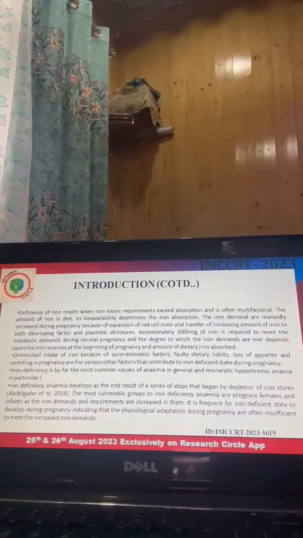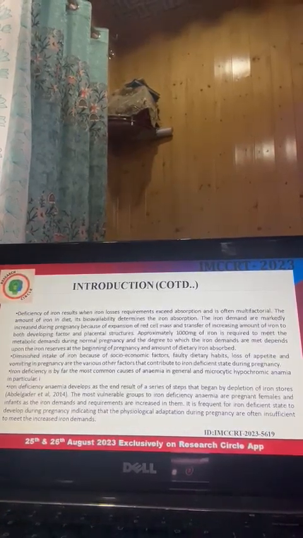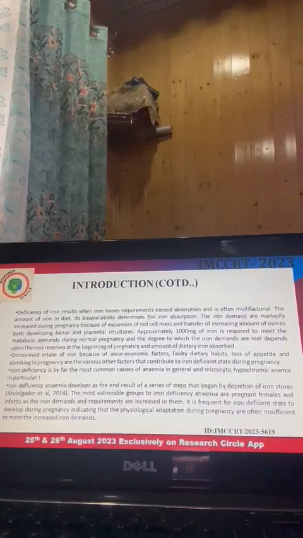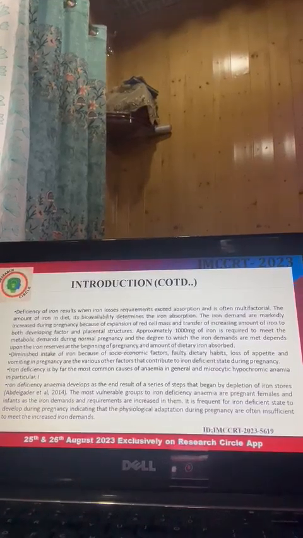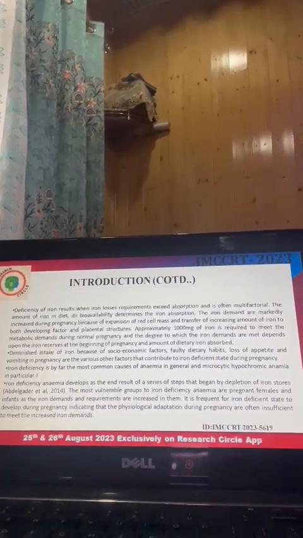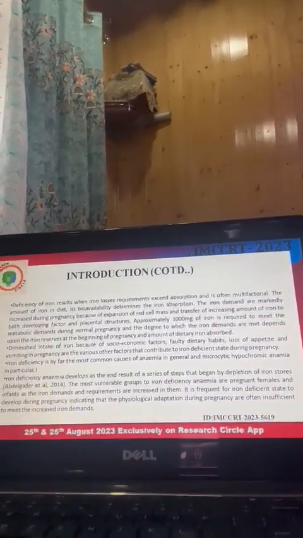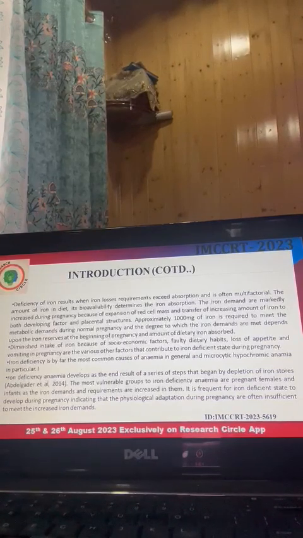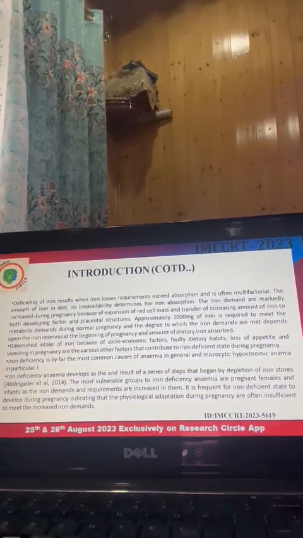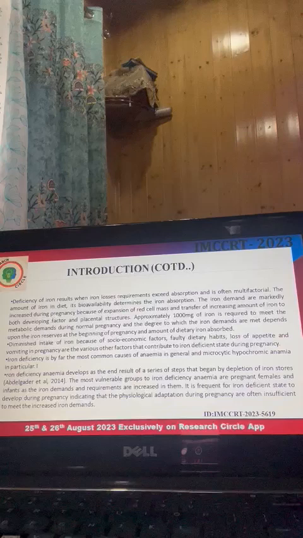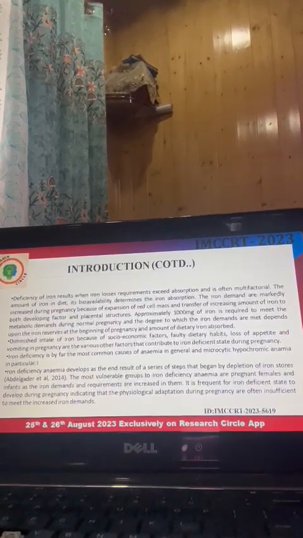Approximately 1000 mg of iron is required to meet the metabolic demands during normal pregnancy, and the degree to which the iron demands are met depends upon the iron reserves at the beginning of pregnancy and the amount of dietary iron absorbed. Diminished intake of iron because of socio-economic factors, faulty dietary habits, loss of appetite and vomiting in pregnancy are the various other factors that contribute to iron deficient state during pregnancy.